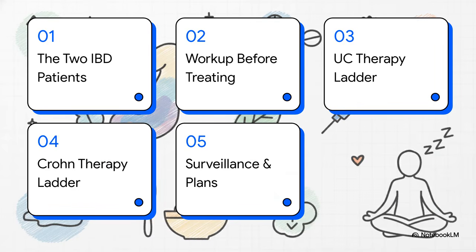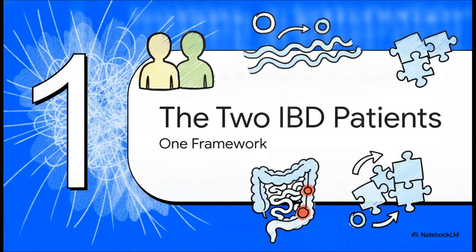Looking at the agenda, we'll start with the 2 IBD patients, move into the workup before you treat, then tackle the ulcerative colitis ladder, followed by the Crohn's disease ladder, and finally surveillance and our final plans. All right, Section 1, the 2 IBD patients.